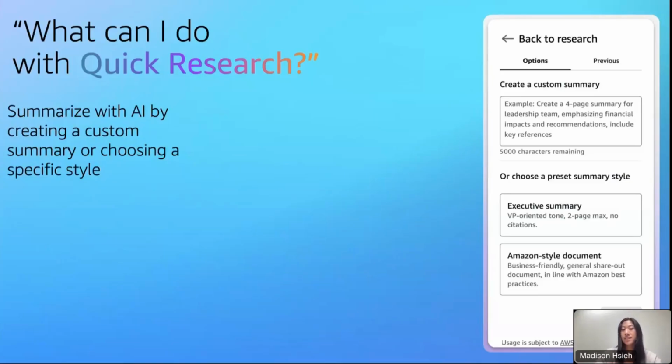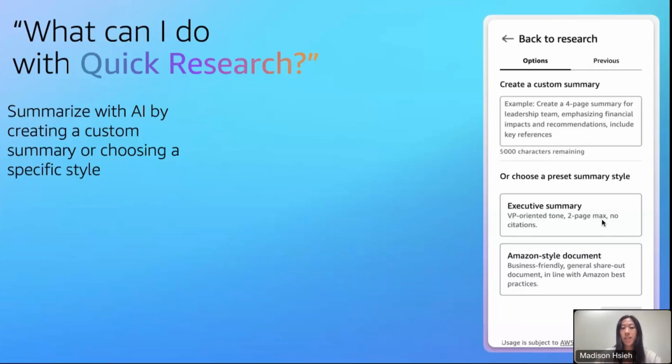So I could choose to summarize with AI, which will be another step in the research process, and I can create a custom summary that I choose here by entering a prompt. Or I can choose a specific style. You'll see here the styles that we could do, this one is an Amazon style document. We're really big on writing here at Amazon. I could also choose to have an executive summary.